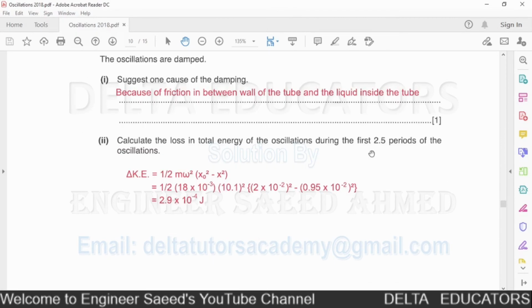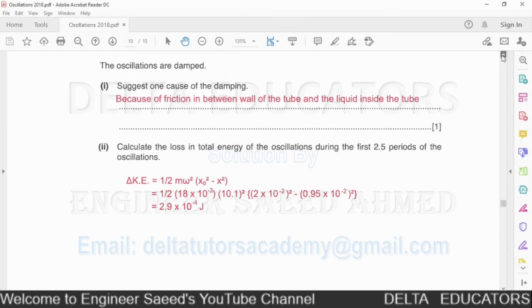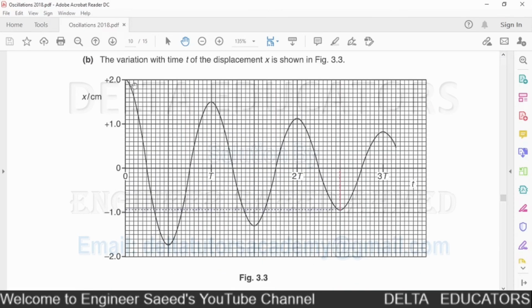Here we have to find out the loss in energy after 2.5 periods. Now 2.5 periods, starting from the start of the wave: from this point up to this point it is one wave, so it is up to 1T. Then here we have 2T. Then from this point up to this point it will be half T, so this point will be 2.5T. At time t equal to 2.5T, what is the amplitude? Here the amplitude is equal to 0.95.